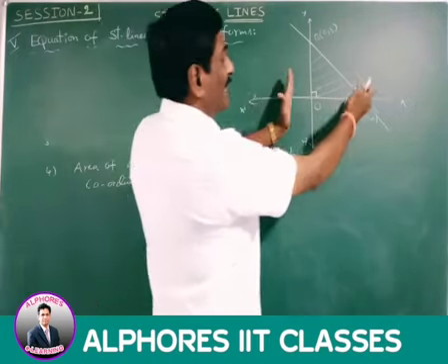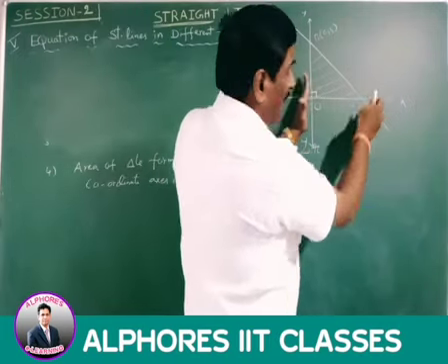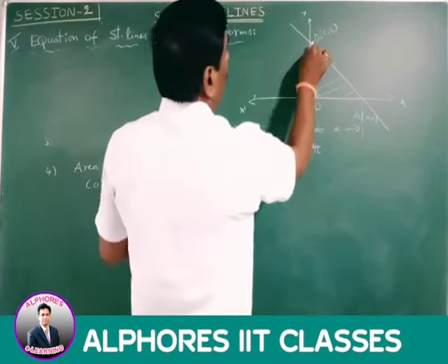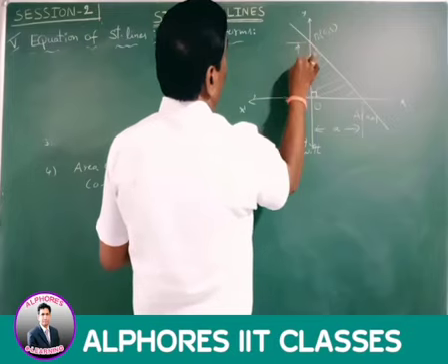The line cuts the x-axis at capital A, 0. What is the distance of this value? It is nothing but A. Okay. It cuts the y-axis at 0, B. What is this value? B.